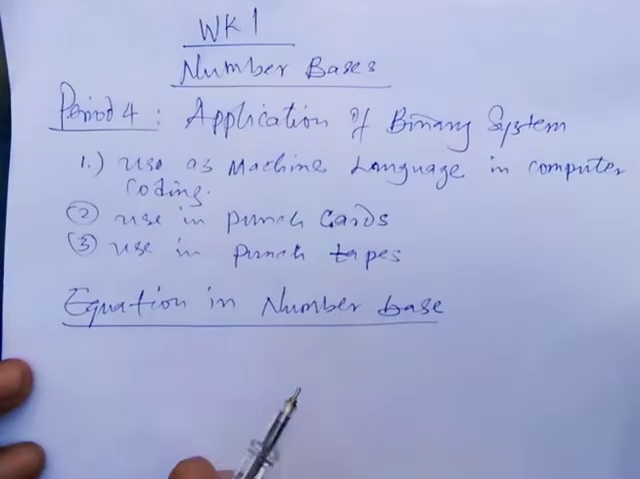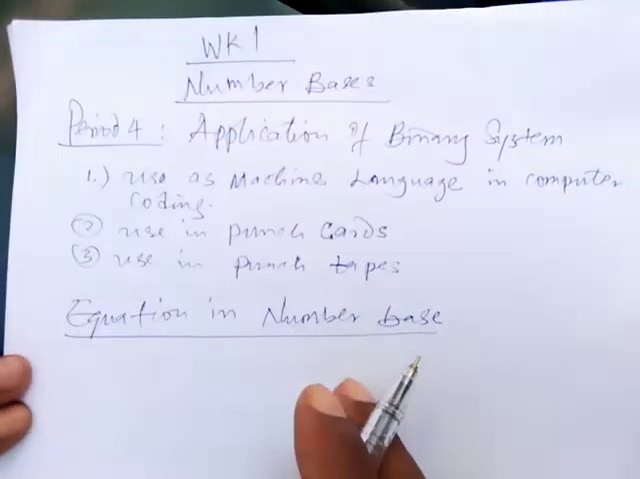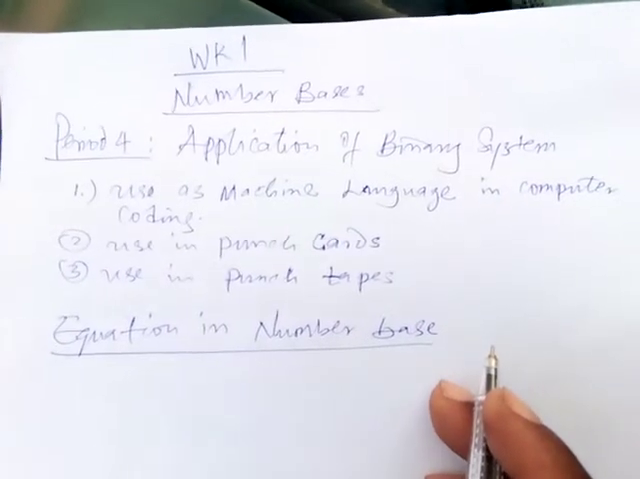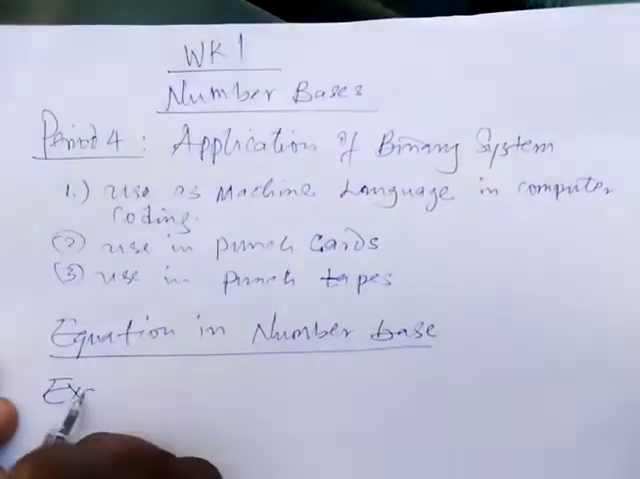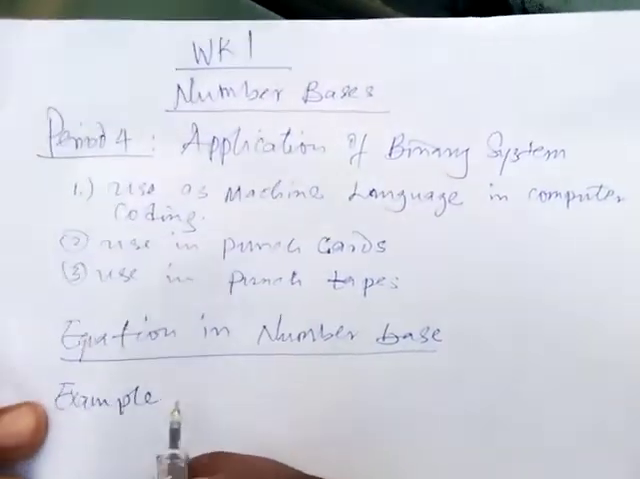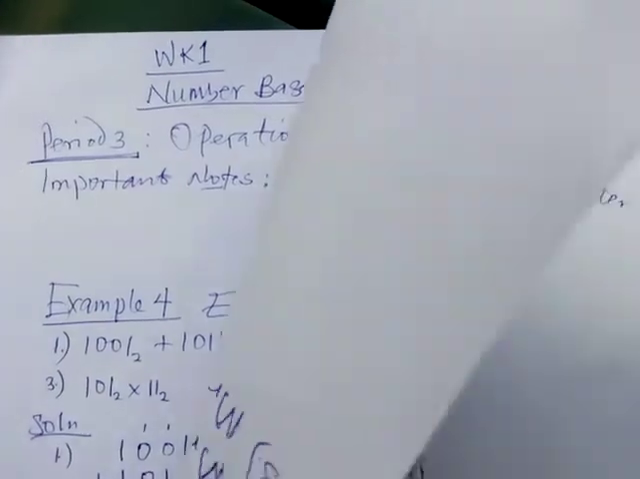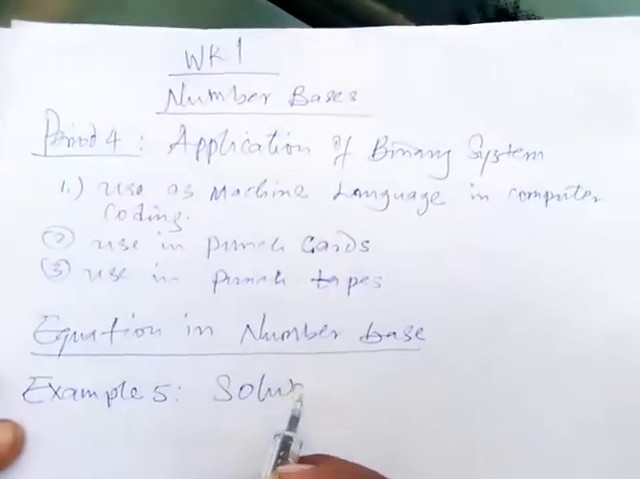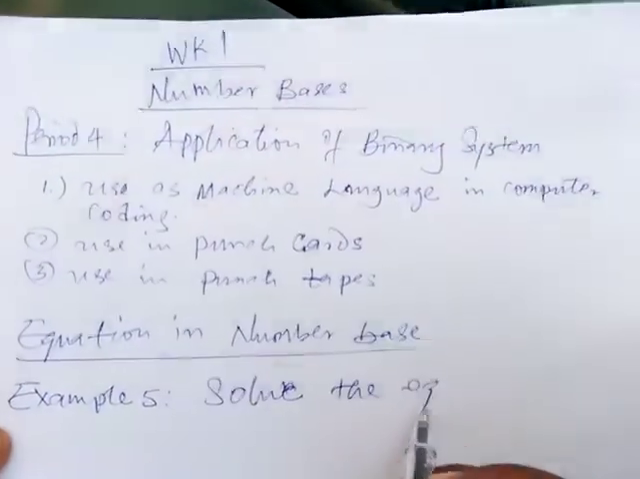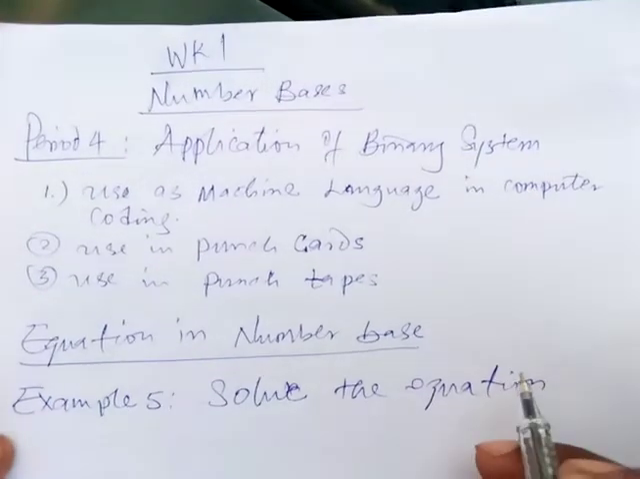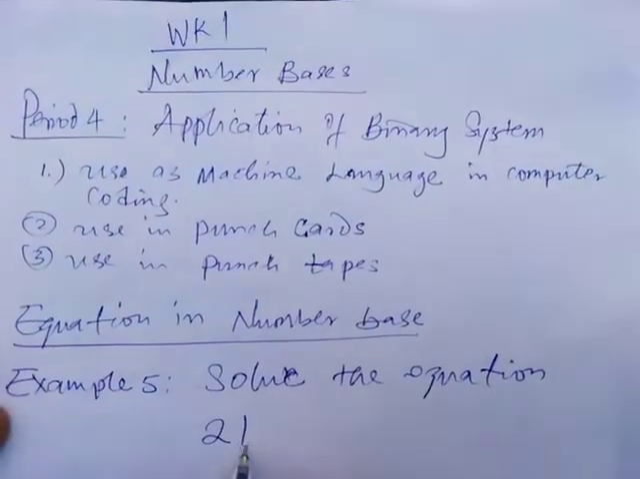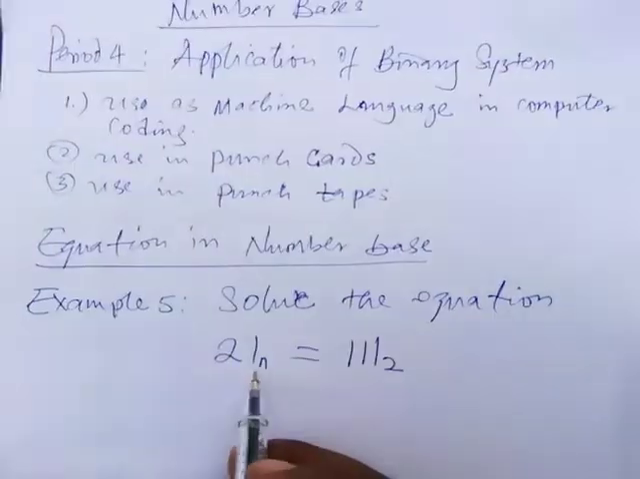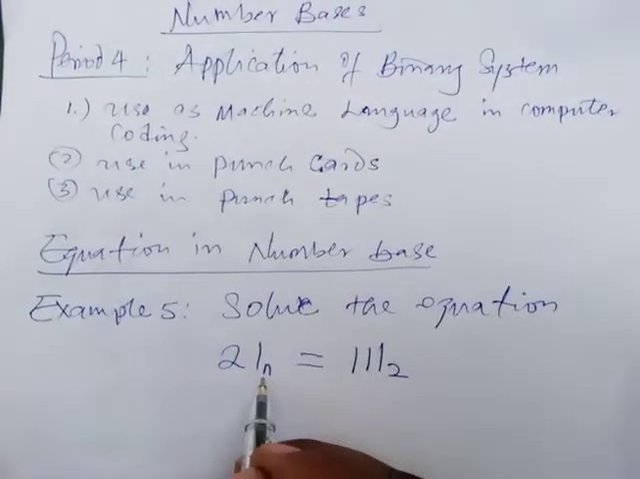Now let's go to equations in binary numbers. We will solve one, and you will see how we solve equations in number bases. From there we wrap up this topic. So let's call this example 5, which is the last example. Solve the equation 21 base n is equal to 111 base 2. Now this is base n and this is base 2. We want to find what n stands for.